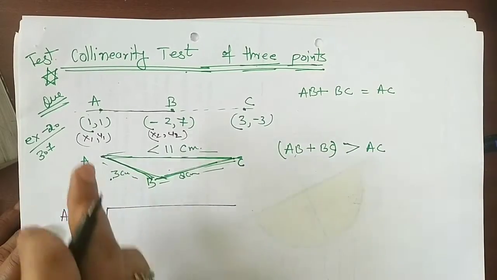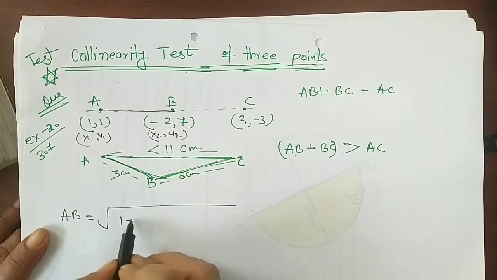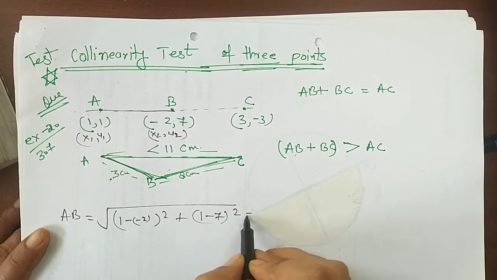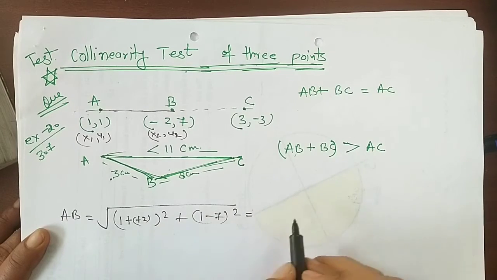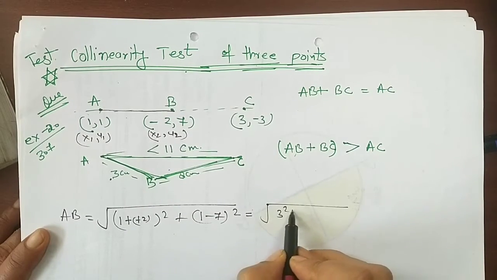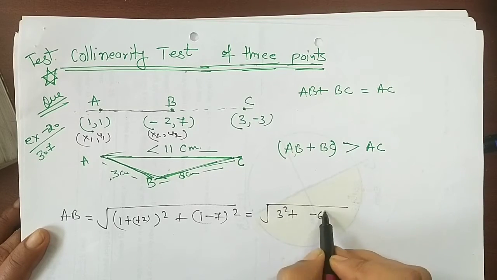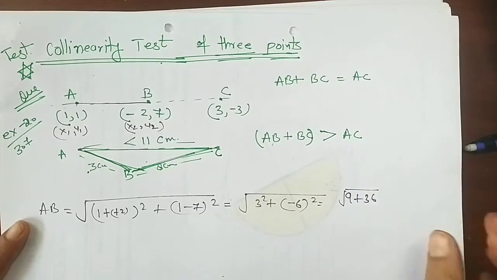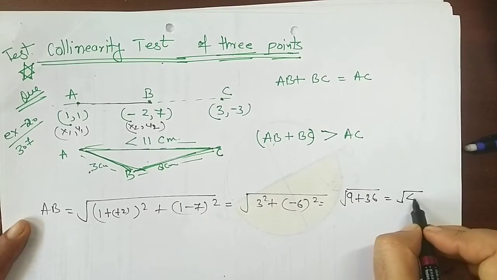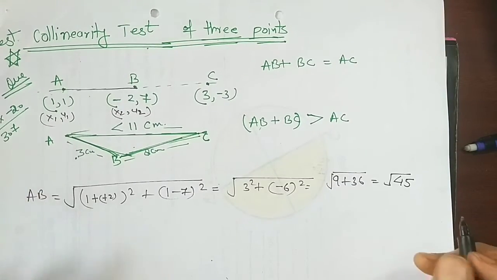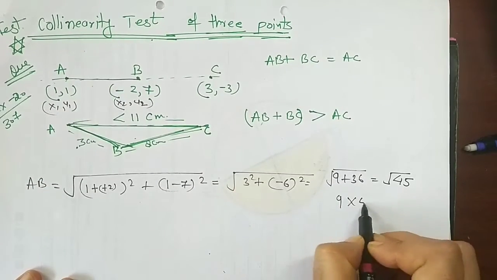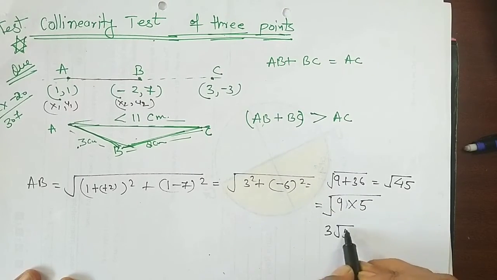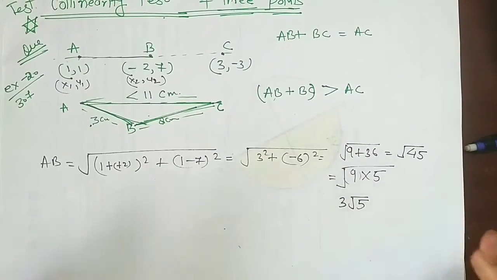Correct. So this minus this will be 1 minus of minus 2 square plus 1 minus 7 square, which is how much? This will become plus. So 1 plus 2 is 3. So 3 square plus this is minus 6 square, which is 9 plus 36. What is 9 plus 36, guys? It is root of 45. Correct. What is root of 45? Can I write 9 into 5? Out of this 9 will come out, which is 3 root 5. So I got AB.